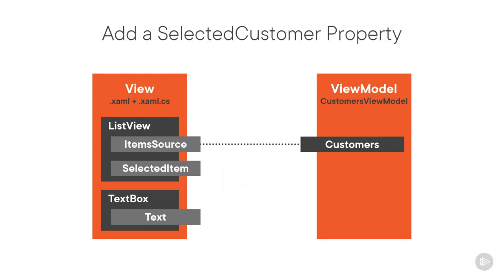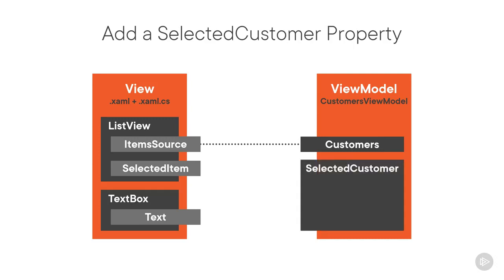Instead of this data binding, you can create a selected customer property in the view model. Then you can bind the selected item property of the list view to this selected customer property. The selected customer has a first name property, and you can bind the text property of the text box to the first name of the selected customer. Now the selection logic is in the view model. The view model knows which customer is selected.